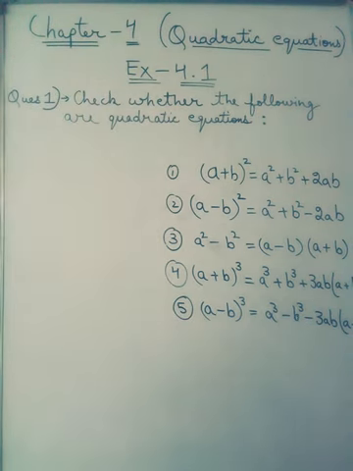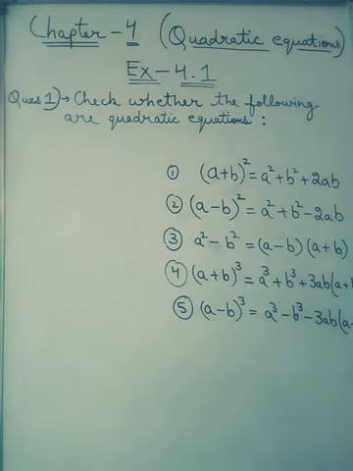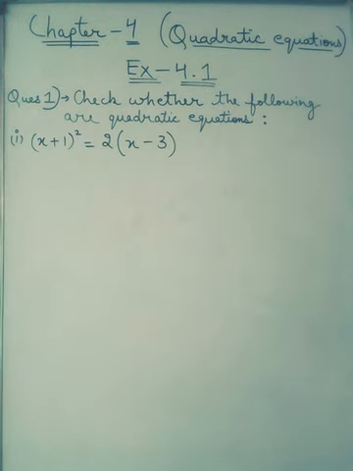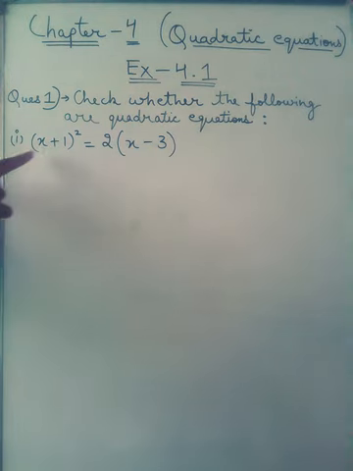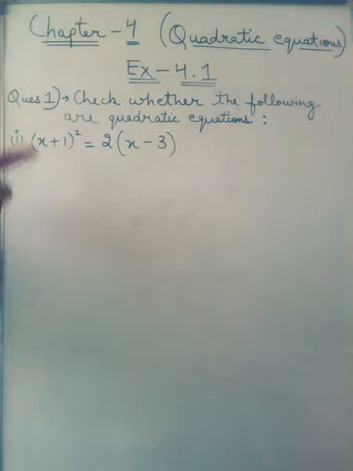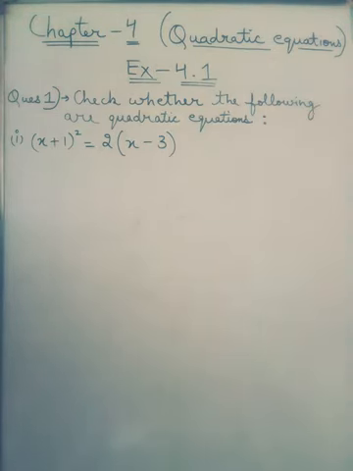These are the identities which we use to solve or simplify the questions given in our exercise 4.1. So our first part is (x plus 1) whole square equals 2 into (x minus 3). We have to check whether this given equation is a quadratic equation or not.